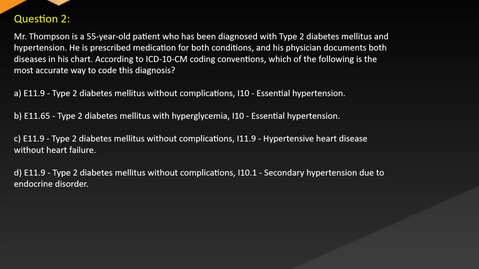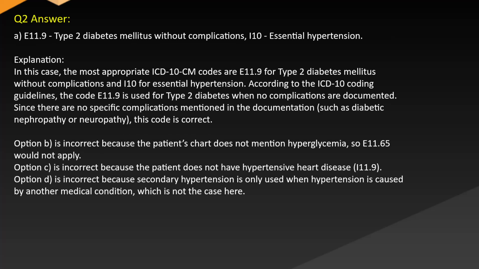A. E11.9. Type 2 diabetes mellitus without complications. I10. Essential hypertension. B. E11.649. Type 2 diabetes mellitus with hypoglycemia. I10. Essential hypertension. C. E11.9. Type 2 diabetes mellitus without complications. I11.9. Hypertensive heart disease without heart failure. D. E11.9. Type 2 diabetes mellitus without complications. I15.1. Secondary hypertension due to endocrine disorder. Answer A. E11.9. Type 2 diabetes mellitus without complications.